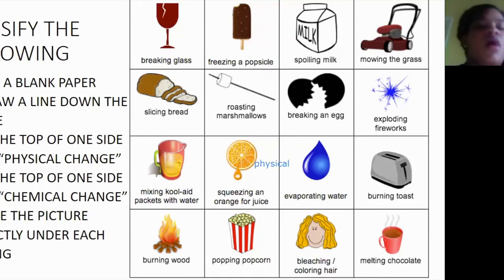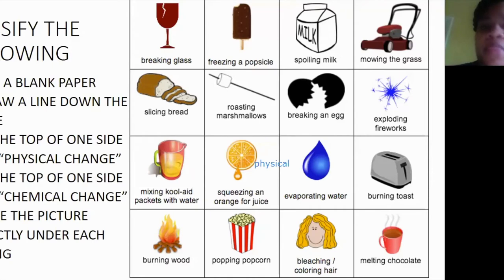Now, slicing bread is considered to be a physical change. We're not truly changing the bread, we're only changing its appearance. It's something like we looked at already, tearing paper, okay? Even though it's sliced, we can still get it back to a loaf. Now, if we put it in the oven or we toast it really long and it gets very, very brown, then that would be considered a chemical change. But slicing bread is a physical change.